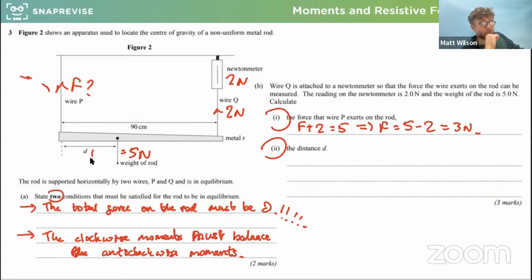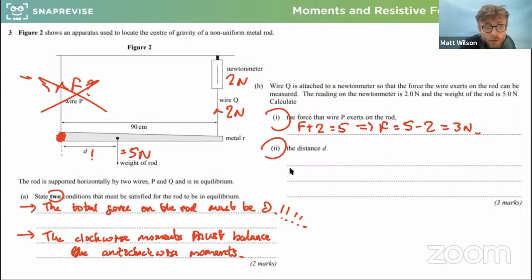However, you should basically always choose a point where one of the forces acts. So I'm going to choose this one here. Why should I choose that point? I should choose that point so that I don't have to care about this force. If a force acts through the point you're taking moments around, it doesn't create its own moment. So you can just ignore it.